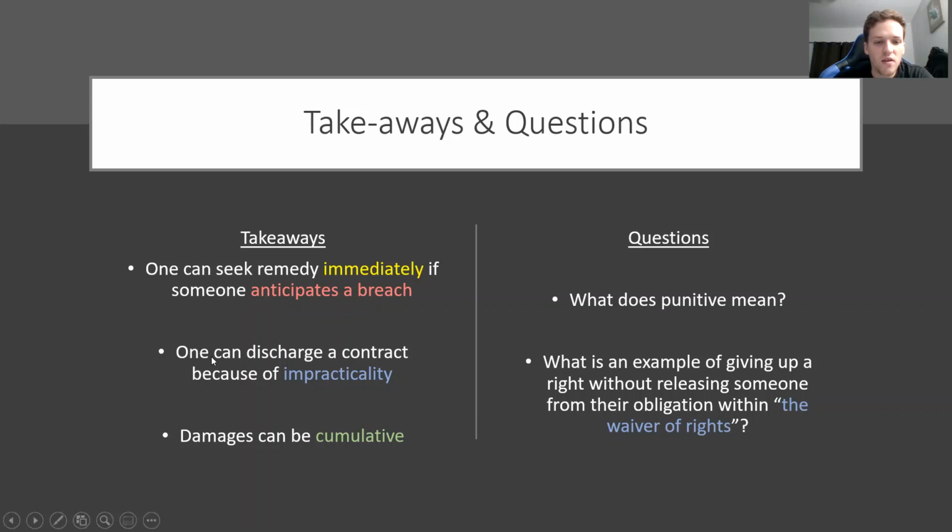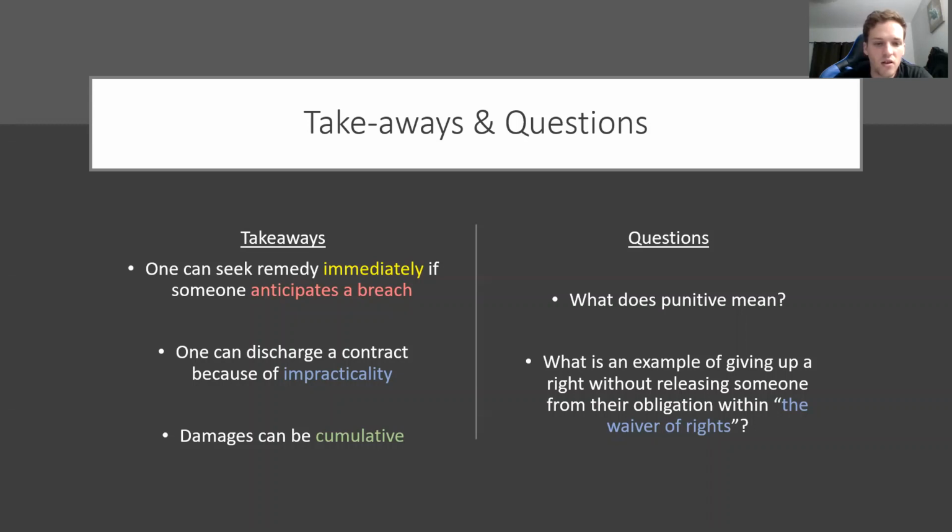The second one is that one can discharge a contract because of impracticality. I think that's nice too because crazy things happen all the time and you can't foresee everything. So when those things come about, there's a way for you to protect yourself and you don't just end up burying your own grave, so to say.